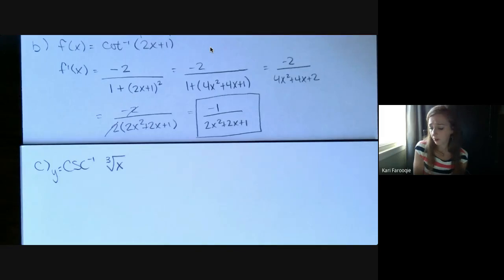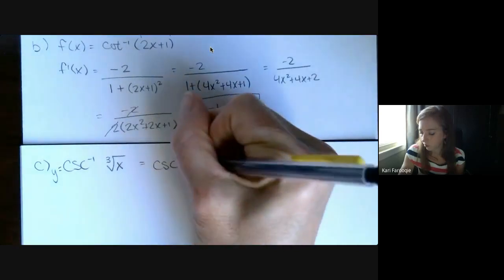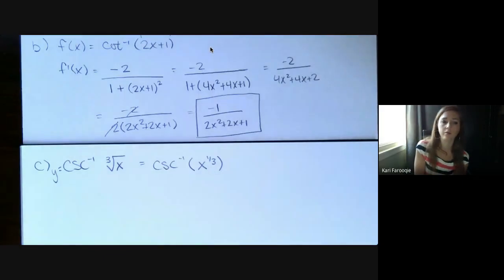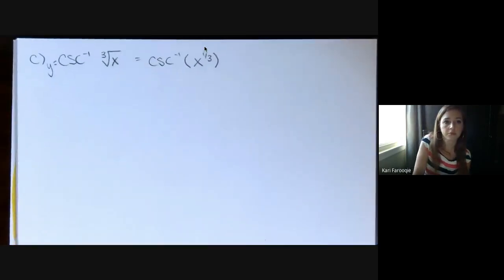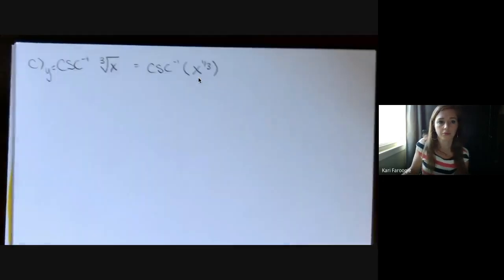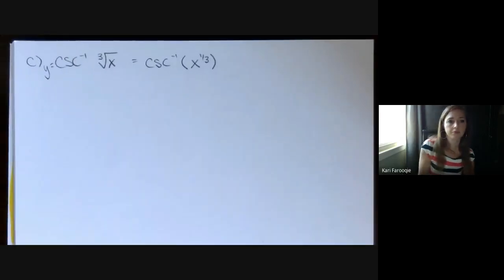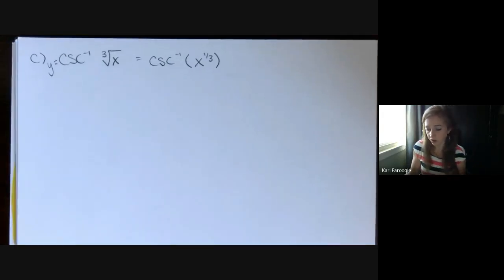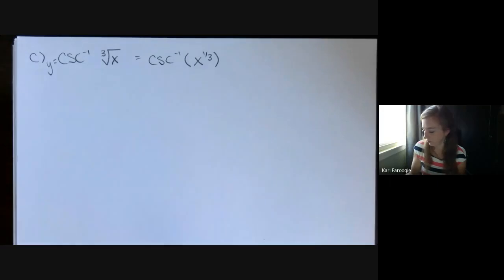Okay, remember that whenever we have radicals and we're trying to take a derivative, it is most beneficial to write your expression with a rational exponent. So we're going to write the cube root of x as x to the 1/3 power. It's cofunction, so its derivative is going to be negative. I'm trying to give you one of each here.